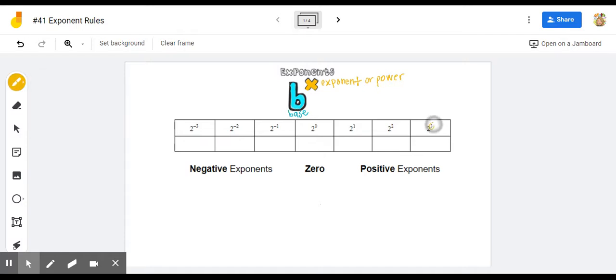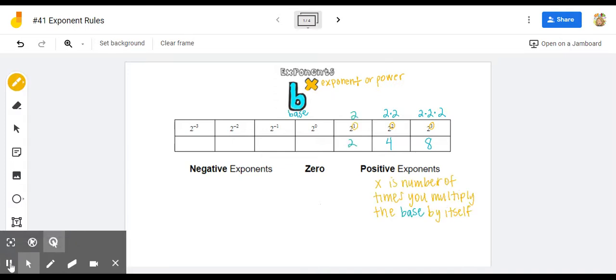If I have a positive power of 3, that literally means take that base of 2 and multiply it by itself that many times. So 2 times 2 times 2, which ends up giving us 8. All right, the power of 2, let's follow suit, which is 2 times 2, which is 4. Now 2 to the first power just means there's one base of 2, which means it's just 2. So positive exponents are where you take that power or exponent, that's the number of times you multiply the base by itself.